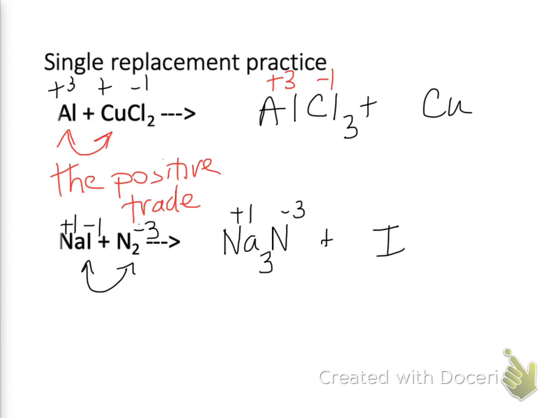We need to look at iodine and ask ourselves, is it one of the diatomic 7? And indeed it is, so we're going to write I2. The 2 is there because iodine is diatomic. At this point, you would want to go ahead and balance the equation, and you would be finished after that.